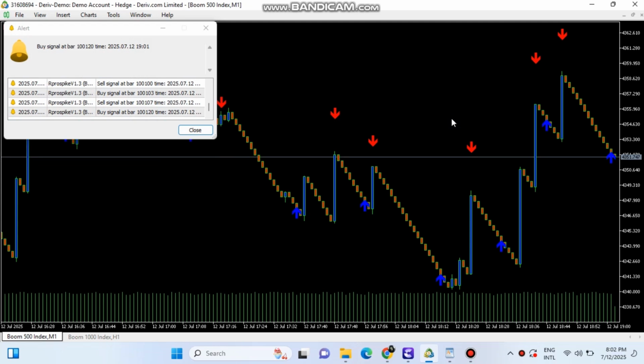Today we're going to be looking at the Boom and Crash Spike Detector indicator for MetaTrader 5 on Windows or Mac.